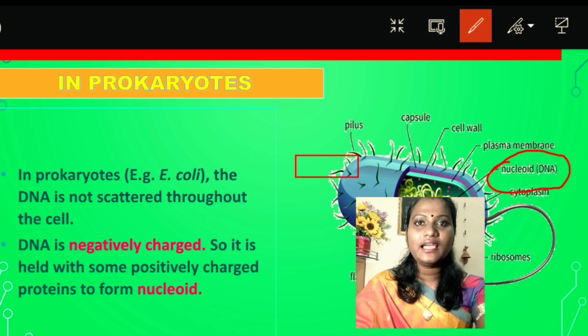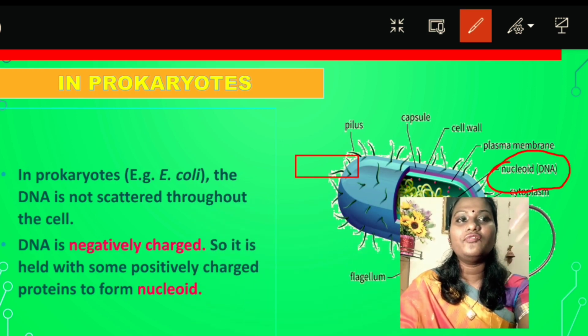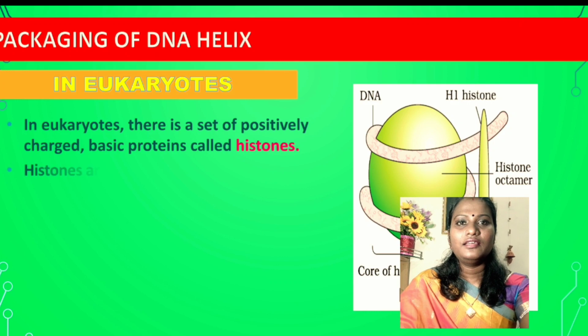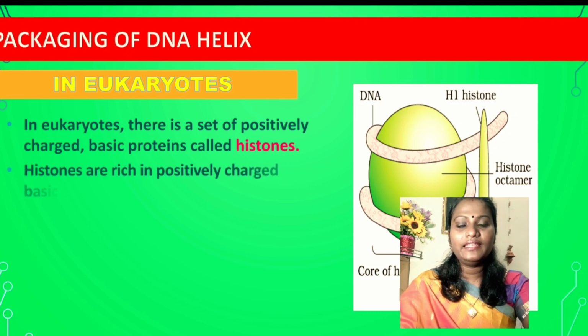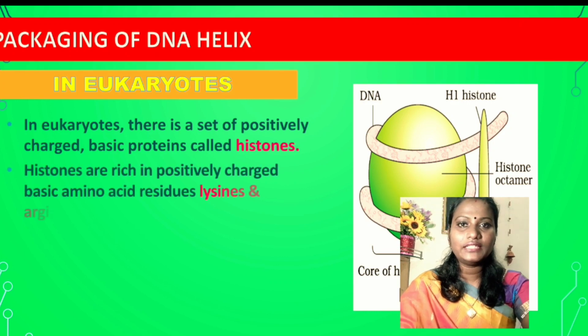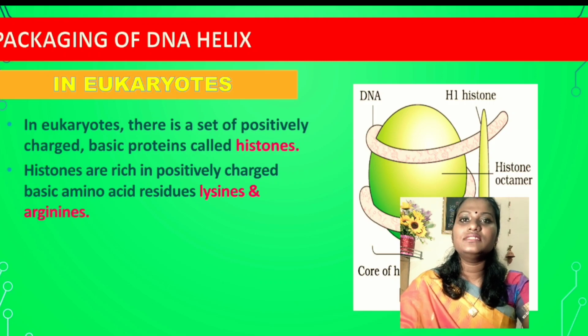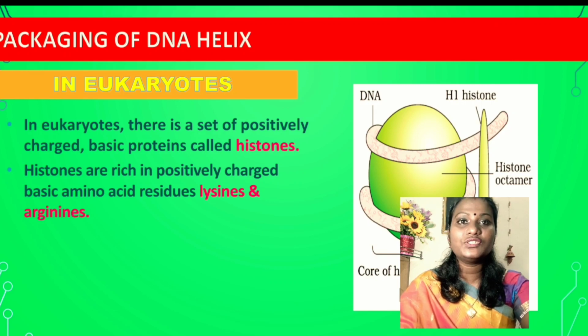Now let us see how the DNA is packed in the case of eukaryotes. We all know that a eukaryote is an organism which has a well-defined nucleus. So how is this DNA packed in eukaryotes? In eukaryotes, there is a set of positively charged proteins that we call histones. Now what are these histones? These histones are rich in positively charged basic amino acid residues, that is lysine and arginine.